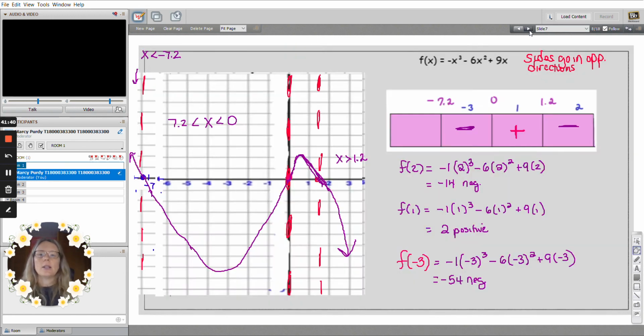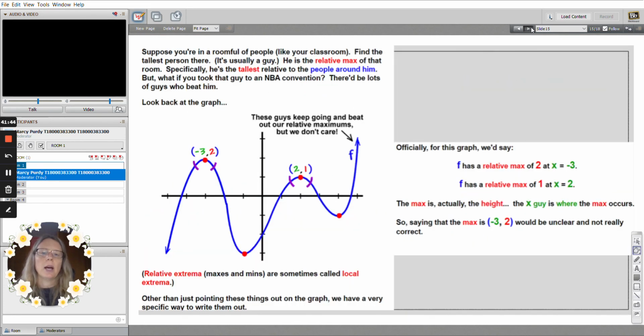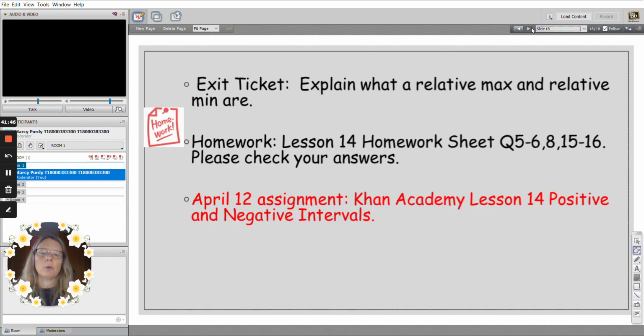All right, guys, this was a little longer than normal when I do something like this, but it's a lot of important information. I hope you took a lot of good notes. And you're going to answer a question in Nearpod explaining what a relative max and relative min is in your own words. The homework is lesson 14, questions 5 through 6, 8, 15 to 16.